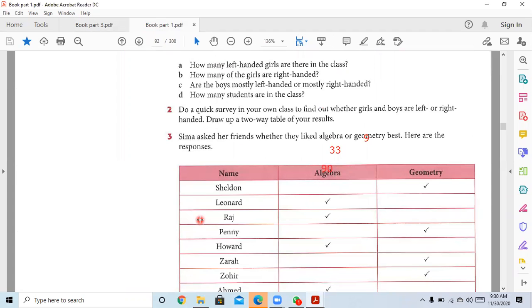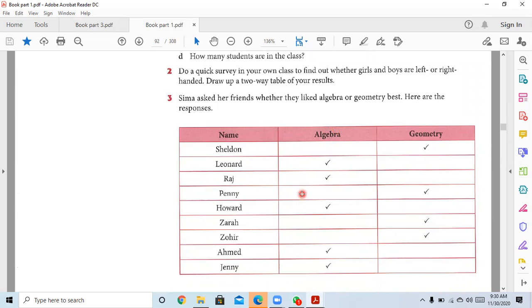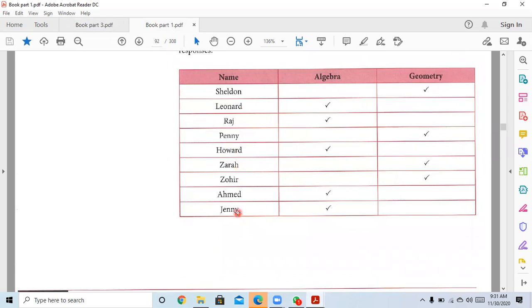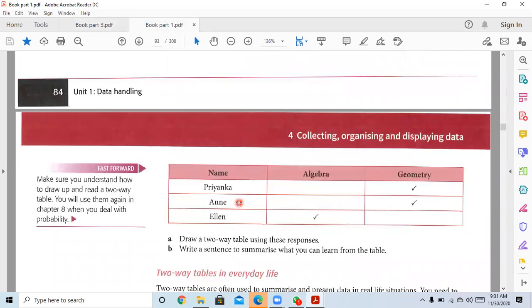Now, Seema asked her friends whether they like algebra or geometry best. Here are the responses. This one shows algebra, this one shows geometry. So first of all, there are a number of students, it's nine students here. Of the nine, four said they like only geometry, and five said they like algebra. Not nine, it's 12.